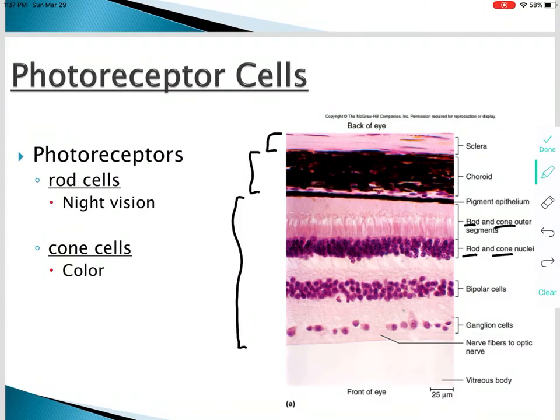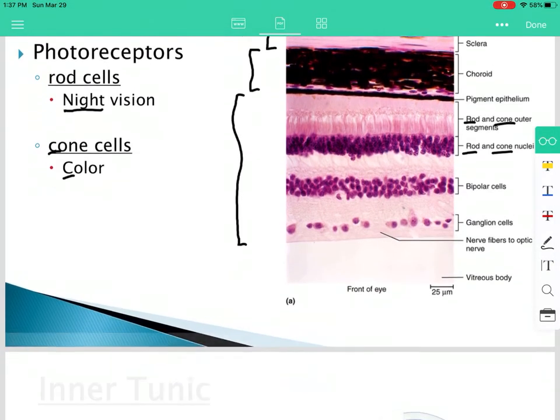Some of the differences between the two: rods are more important at processing visual information at low light, for example, when it's nighttime. And cones are more responsible for processing color information. The way that I've always remembered cones for color is that they both begin with C.